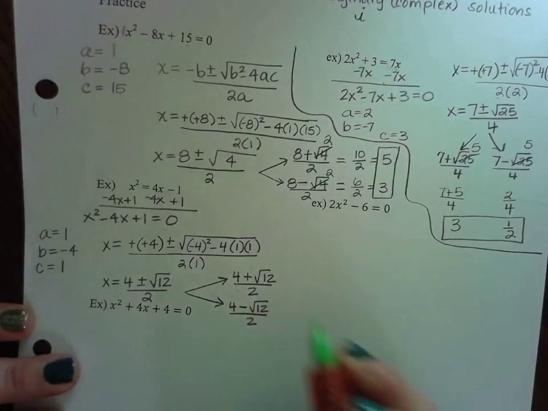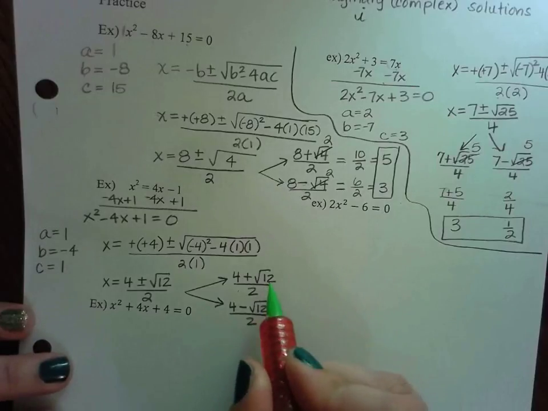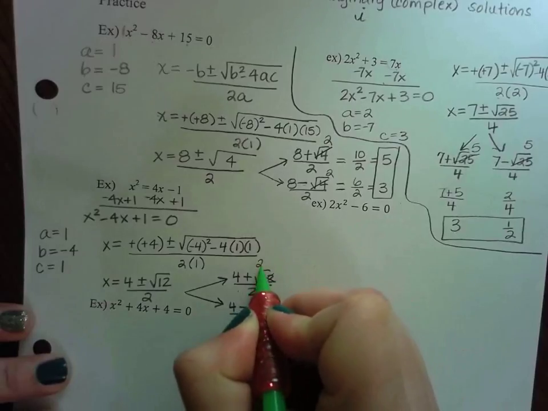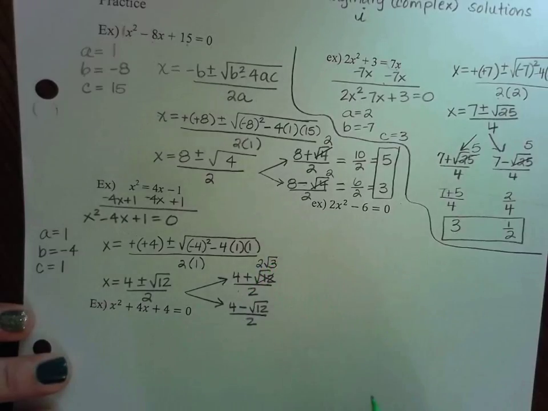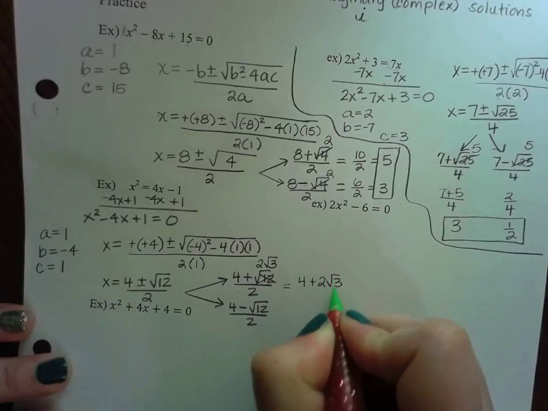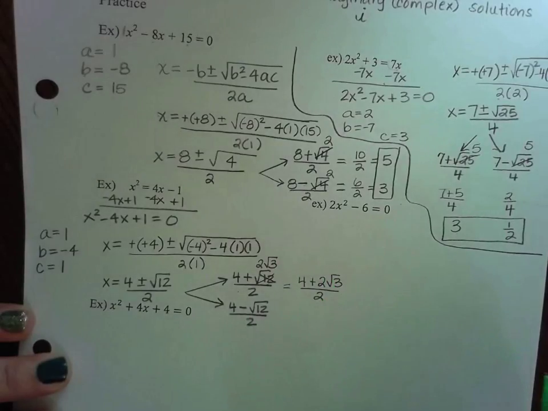Simplify. Now, when we simplify the square root of 12, this is from Unit 3, so that's going to be 2 square root of 3. So your answer will be 4 plus 2 square root of 3 all over 2.